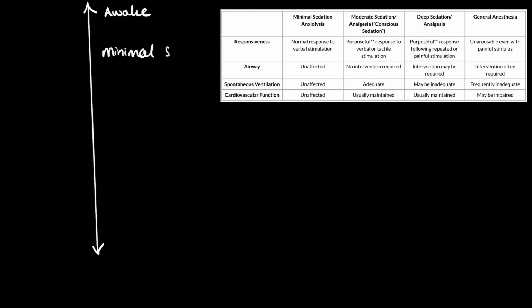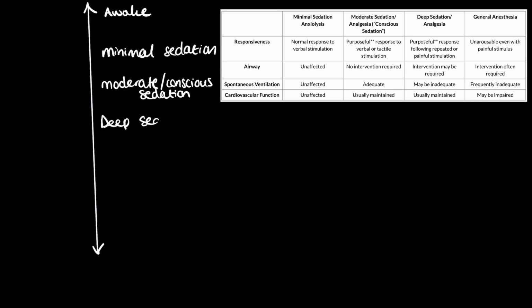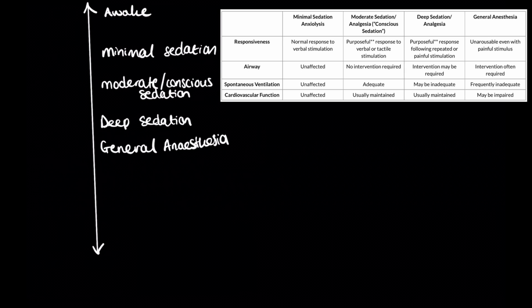Below awake, we have minimal sedation, and then moderate sedation, also known as conscious sedation. Next is deep sedation, and then finally we reach general anesthesia. Note that the table distinguishes between these different states by 4 parameters on the side, which are responsiveness, airway, spontaneous ventilation, and cardiovascular function. This table is very useful in understanding the changes that occur at each stage of sedation. Pause the video and have a read for yourself.